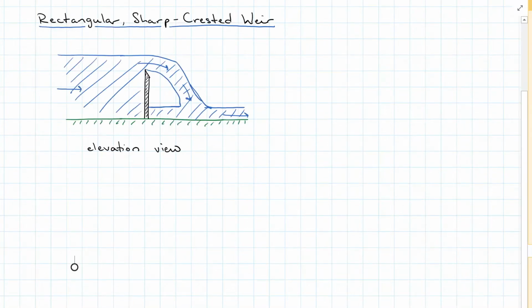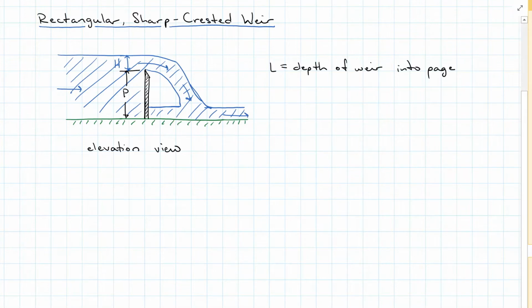Here's our rectangular, sharp-crested weir. So I've got my little pointy black thing here. This is the actual weir, and it has a height of P. The water height over the weir we represent with the letter H. And the depth of the weir into the page is L.